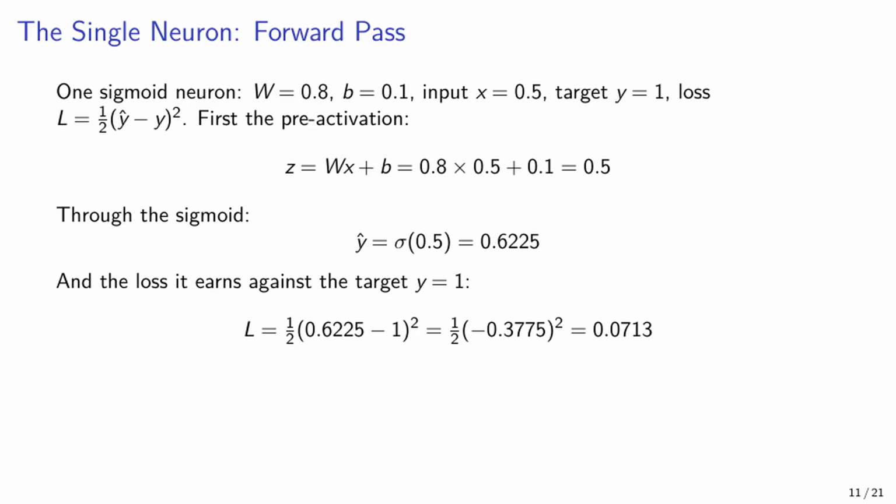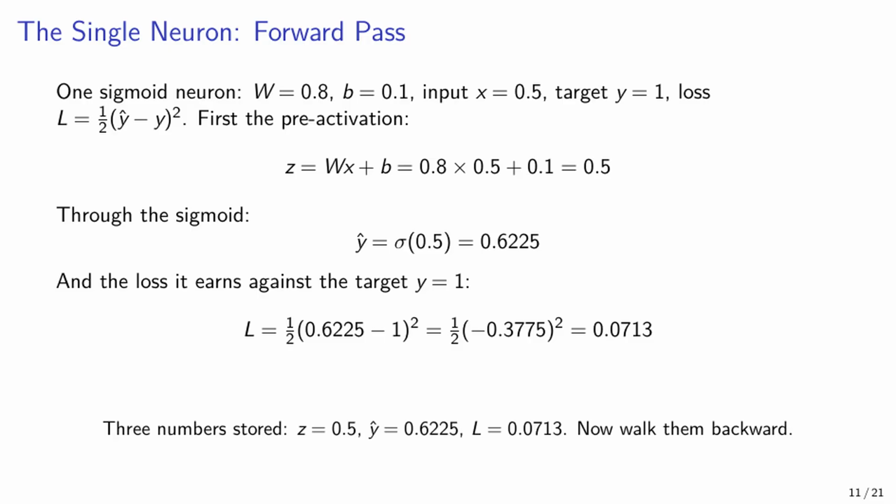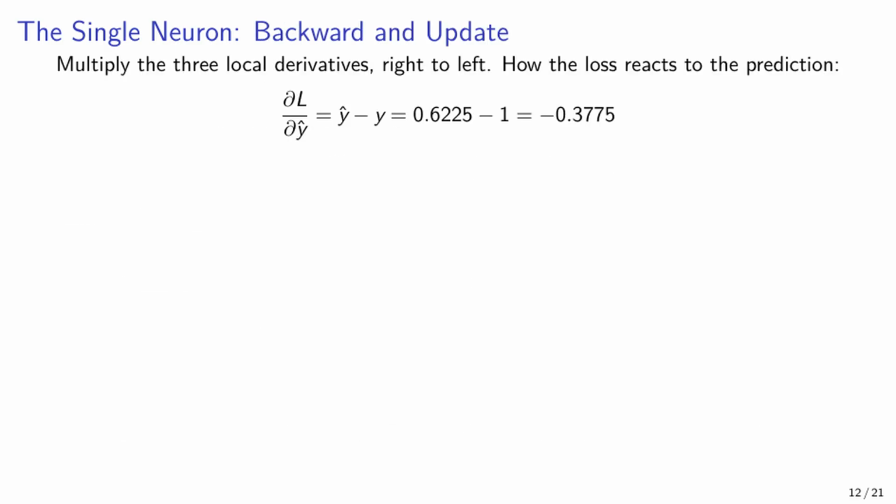The difference is negative 0.3775, and 1/2 of its square is 0.0713. Three numbers now stored. z is 0.5, y hat is 0.6225, and the loss is 0.0713. Now walk them backward. Multiply the three local derivatives right to left.